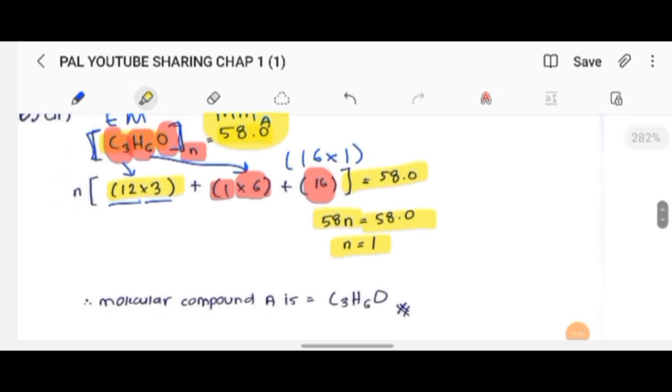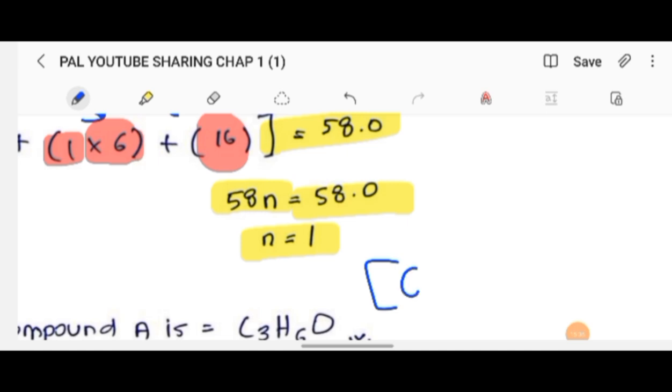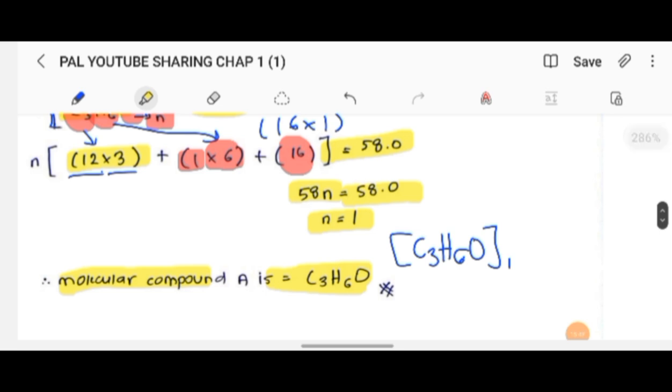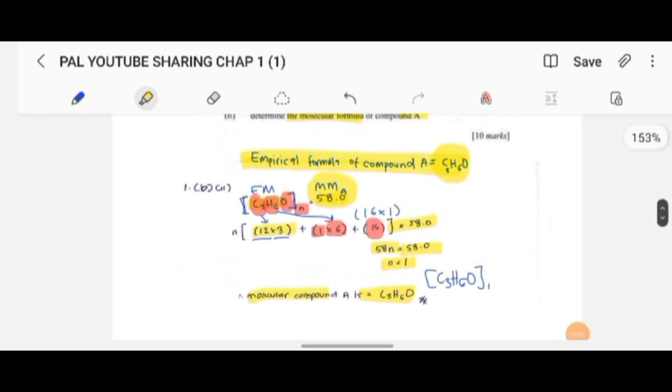What it means is like this: 1. So it's still the same. The molecular formula of compound A is still the same with the empirical formula. So this is the answer for 1B.